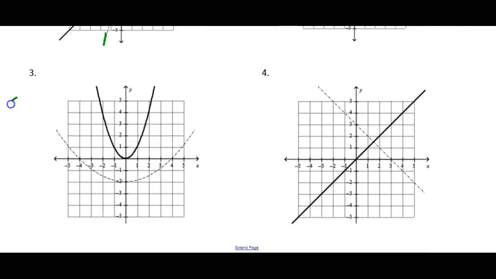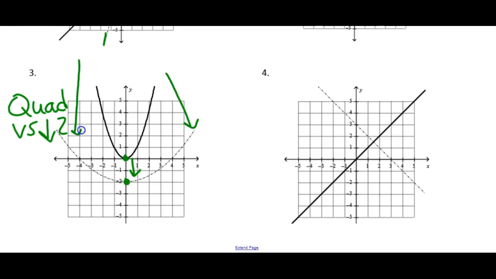Third example is a quadratic. Still has that U shape. First thing I noticed between the parent and the new shape is that it moved down 2. So that's a vertical shift down 2. But it's also getting pressed out. It's being flattened. And when it's flattened, that is a compression.